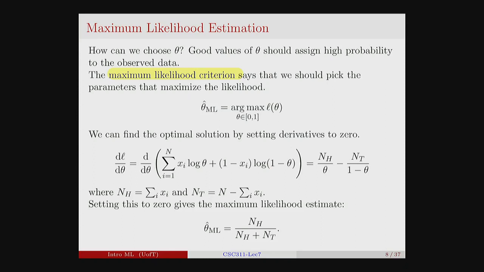So if you flip this coin 100 times and saw 70 heads, then theta ML is going to be 0.7. And that's telling you that if you're going to use this number as a model to predict what's happening in the future, there's a 70% chance you'll see a heads in the next coin flip.